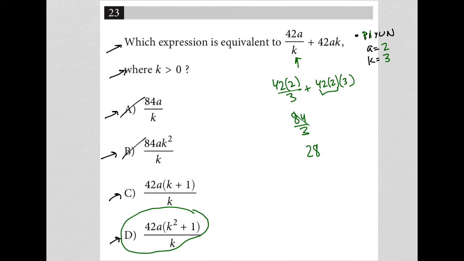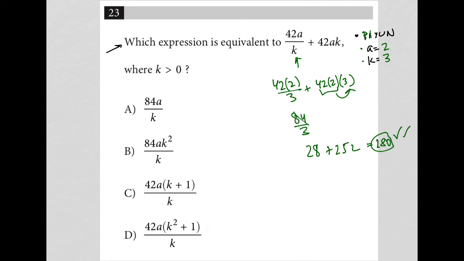And then 42 times 2 is 84, and then times 3, 84 times 3 is 252. This becomes 28 plus 252, and that is 280. Okay, so based upon plugging my numbers in, a equals 2 and k equals 3, I get a value of 280 from my question. So now the next part of the process with plugging in your own number is to plug those exact same numbers into the answer choices and see which one matches the 280 that you got when you plugged them into the question.